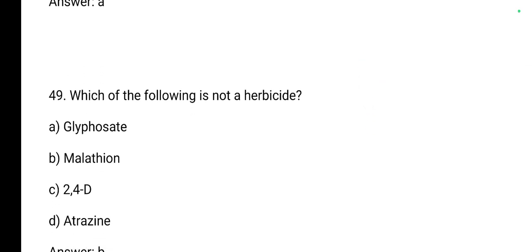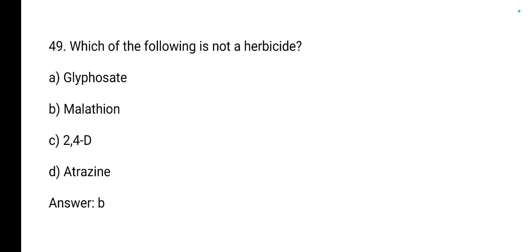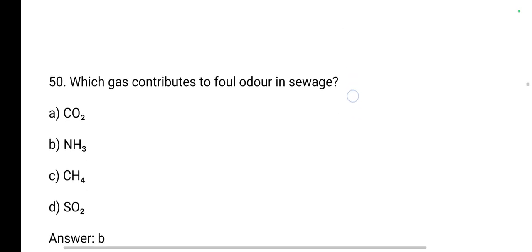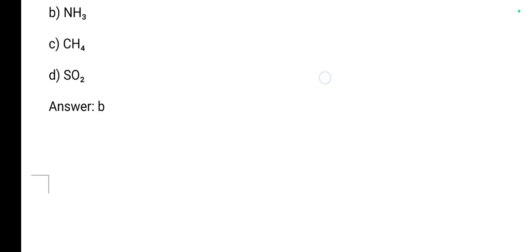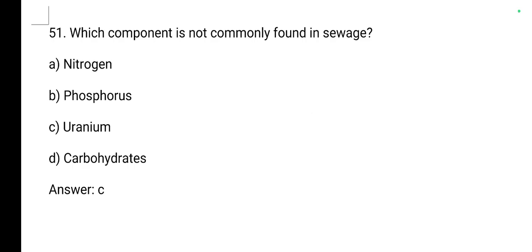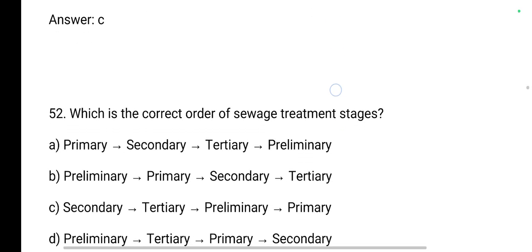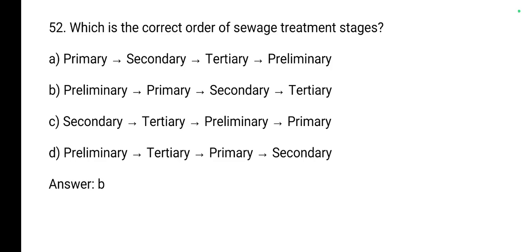Which of the following is not a herbicide? So the answer will be malathion. Which gas contributes to foul odor in sewage? So it is ammonia. Which component is not commonly found in sewage? So it is uranium. Which is the correct order of sewage treatment stages? So it is option B, that is preliminary, then primary, then secondary, and then tertiary.